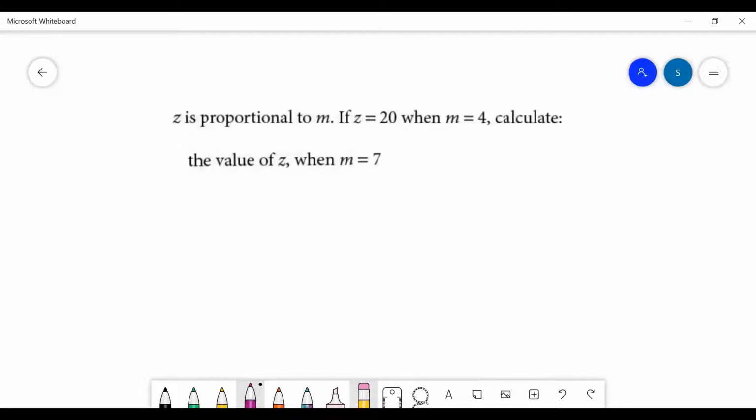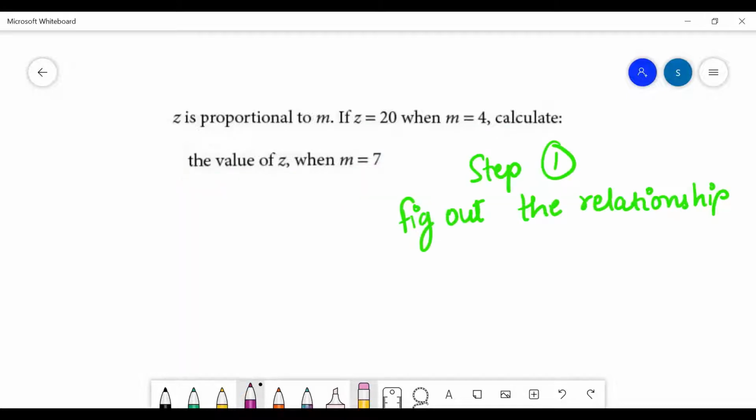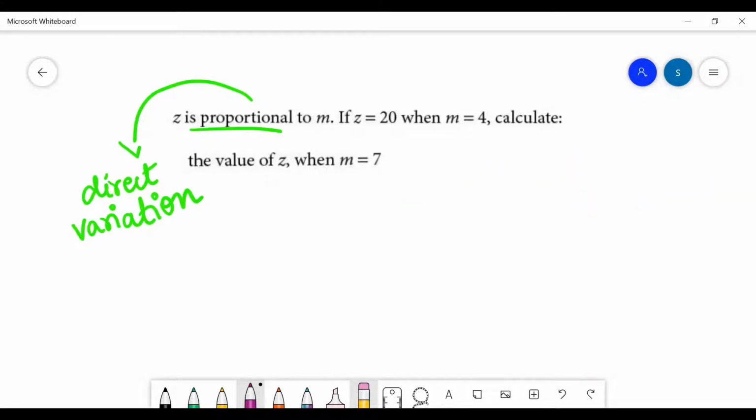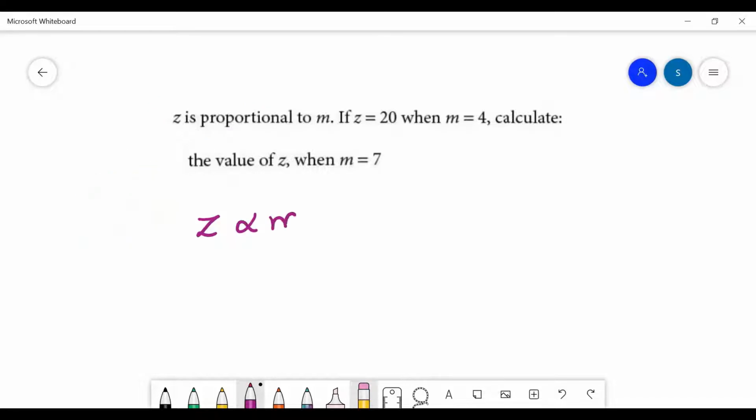Now, since we discussed the pattern of solving the sum, let's just get to the questions directly. Right, let's start with the first question. Z is proportional to m. If z equal to 20 when m equal to 4, calculate the value of z when m equal to 7. The first thing that you do is figure out the relationship. From the question, it's obvious that it's a direct relationship. That means z is directly proportional to m. So if I want to write this in the equation form, it simply means z equal to k into m.